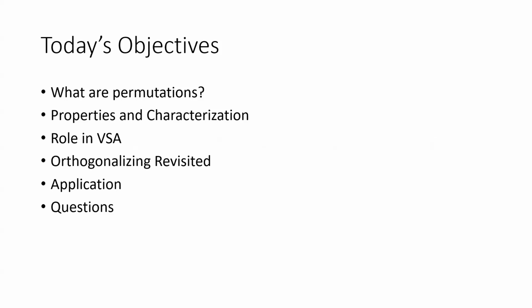So we'll talk a little bit about what a permutation is, and then we'll talk about some of the properties, how we can and may use them in VSA, and then you'll understand that fourth bullet point when we get there. Then I'll talk just a little bit about an application where we might use permutations to some advantage in VSA encoding.